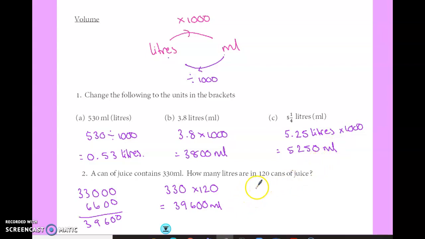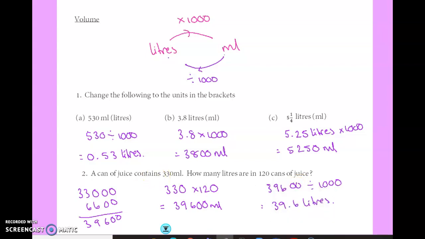But I want it in litres. To go from millilitres to litres, I'm going to divide by 1,000. So 39,600 divided by 1,000 would be 39.6 litres.